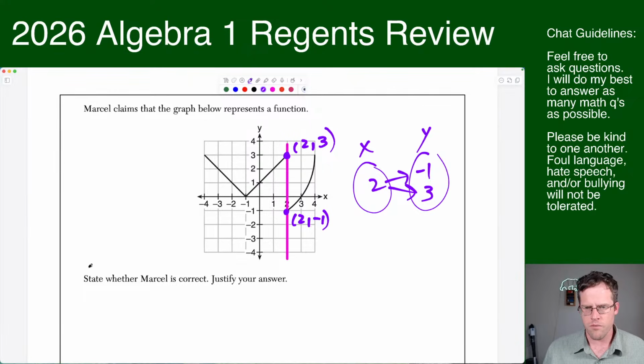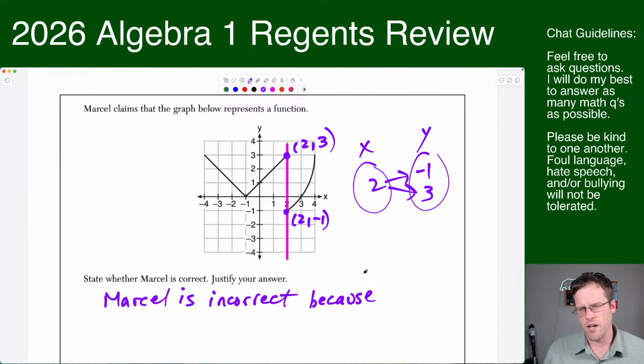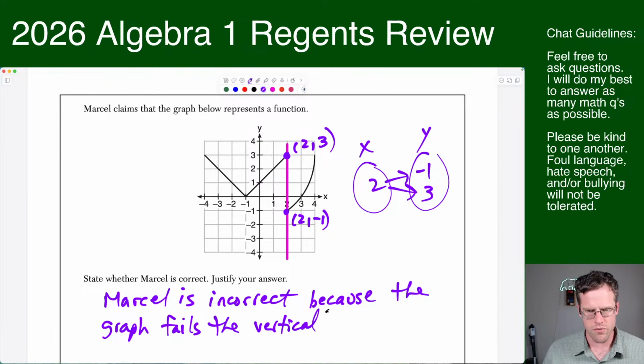But I would say state whether Marcel is correct. I would say Marcel is incorrect. And I know for justify, you just show the math, but I'll just write a sentence. Marcel is incorrect because the graph fails the vertical line test. If you spell wrong, you still get the credit. This is not the English Regents. Fails the vertical line test. And that's it, 2 points. Not a function of x.